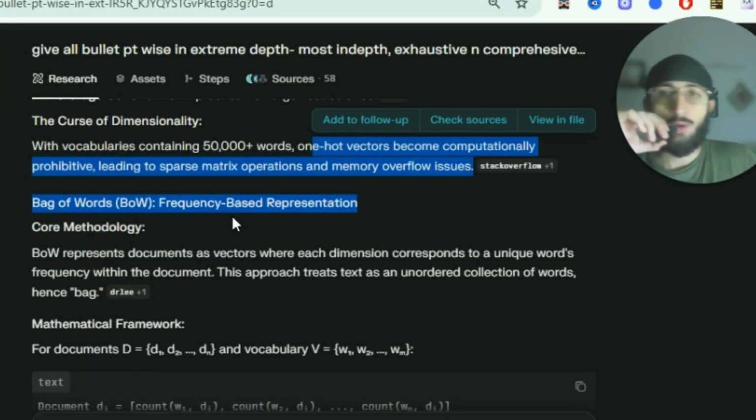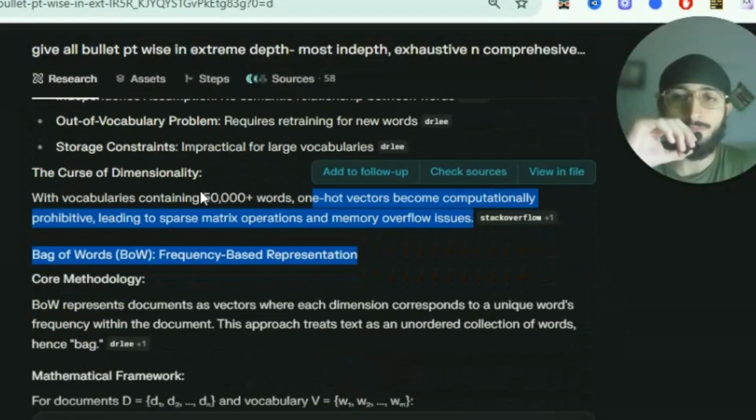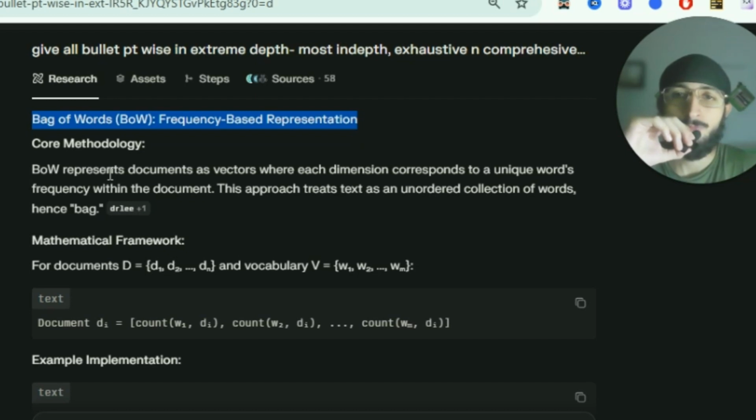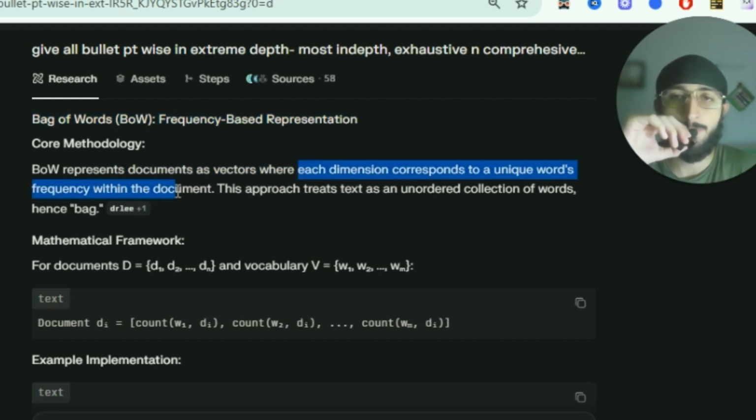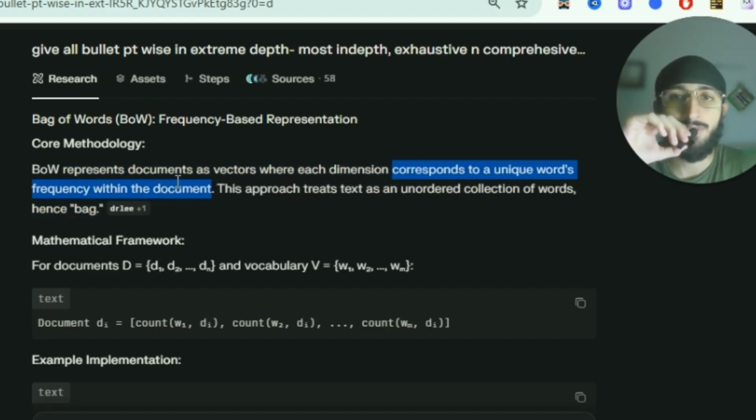Now we are discussing bag of words, which is BOW, a frequency based representation, right? So in BOW, we represent documents as vectors where each dimension corresponds to a unique word's frequency within the document. This approach treats text as an unordered collection of words, hence the term bag is used.